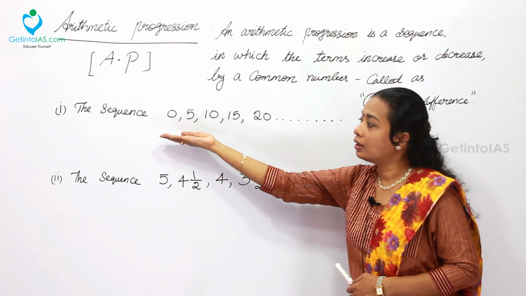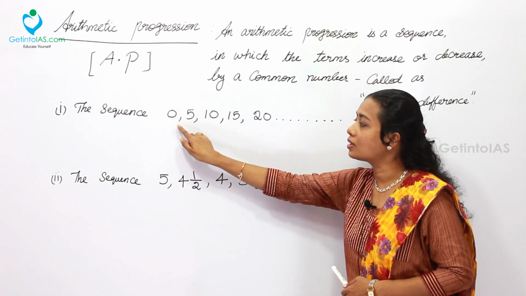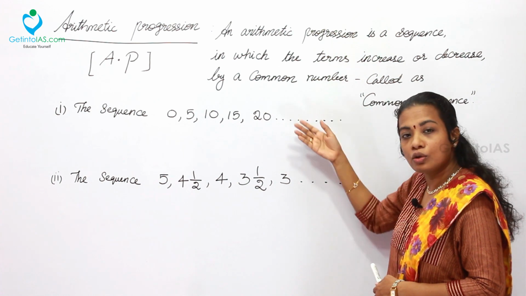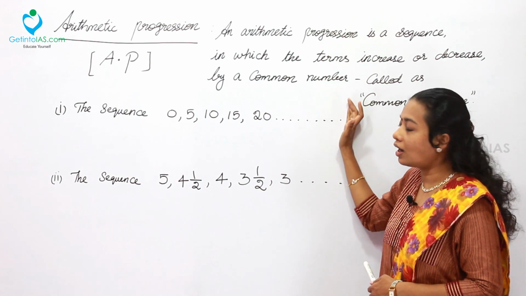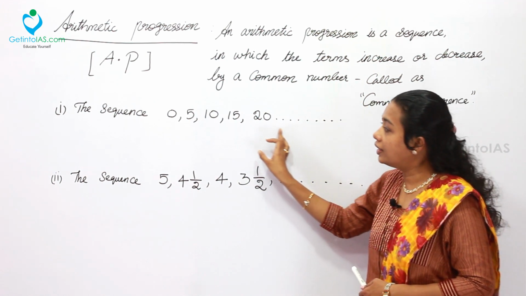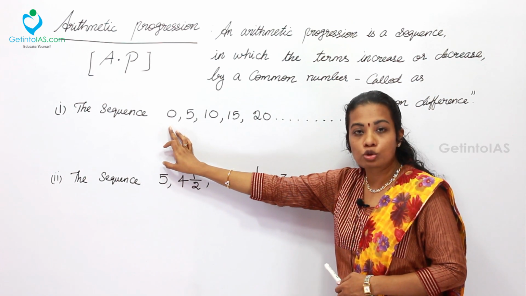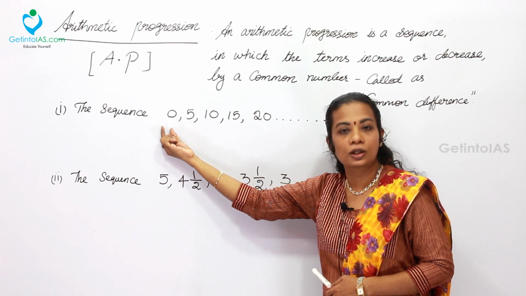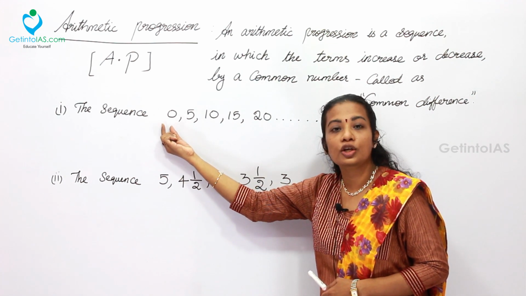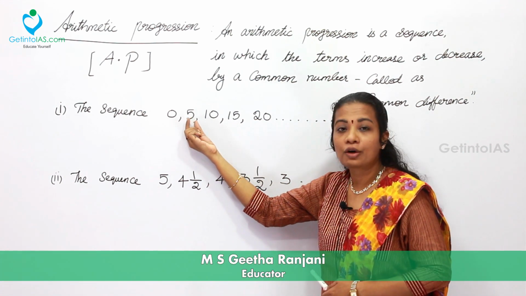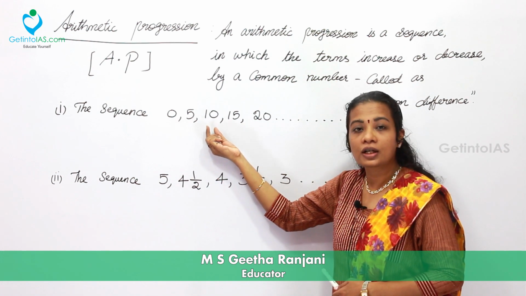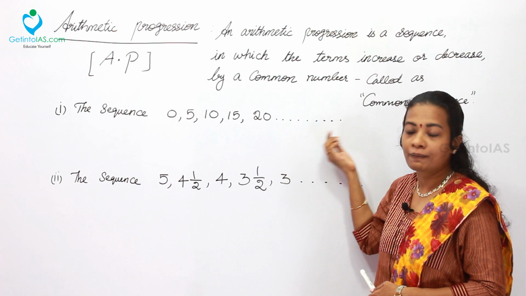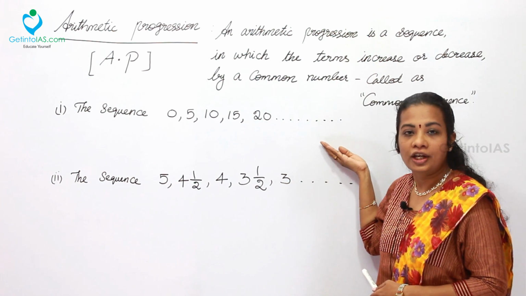Say for example, the first example is given the sequence 0, 5, 10, 15, 20. It is going infinitely. Here the last term is not given. These numbers or values which are given in any sequence are called the terms. The first term 0 is placed. In the second term 5 is placed. In the third term 10 is placed, fourth term 15, fifth term 20 and so on. The series will be extending.